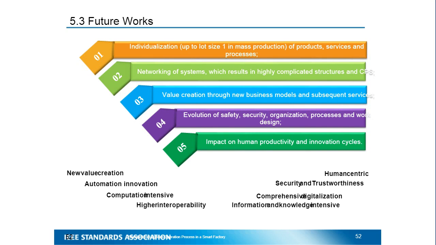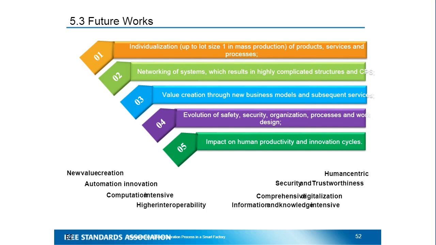And these changes and challenges lead to individualization of products, services, and processes. And we have covered that somehow in the mass customization project. Networking of systems results in a highly complicated structure in the CPS. Although the digital representation and TSN networks are discussed, this is just a part of the network of systems of the CPS. So more projects are welcome to discuss these changes.